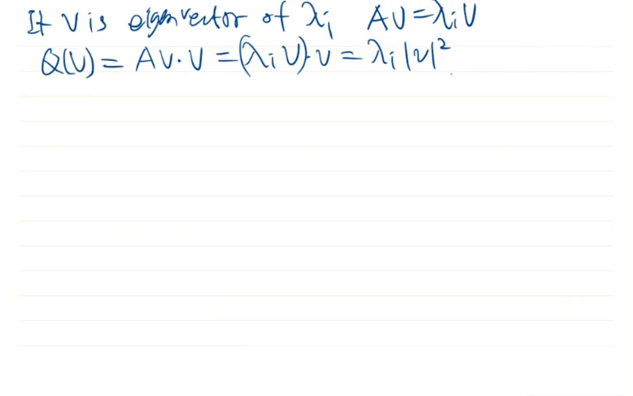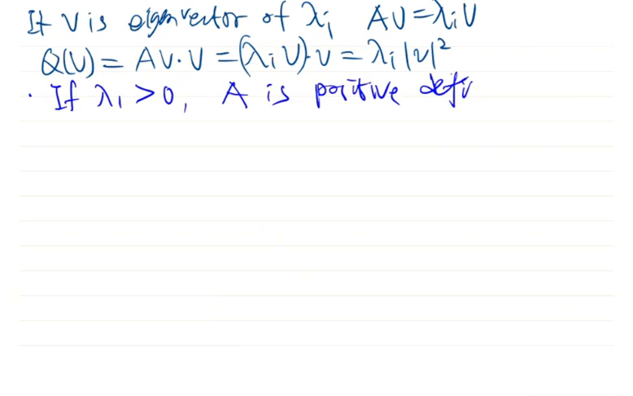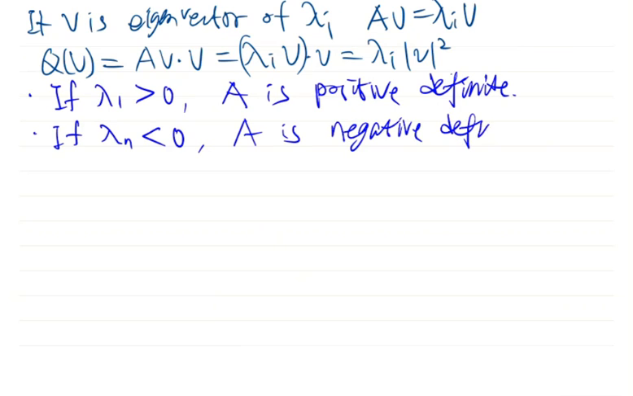And now we can classify all the symmetric matrices according to the situation of their eigenvalues. So if lambda_1, the least eigenvalue, is positive, then the matrix is called positive definite. And if the largest eigenvalue is negative, A is negative definite.